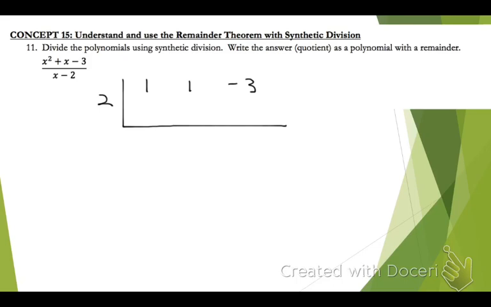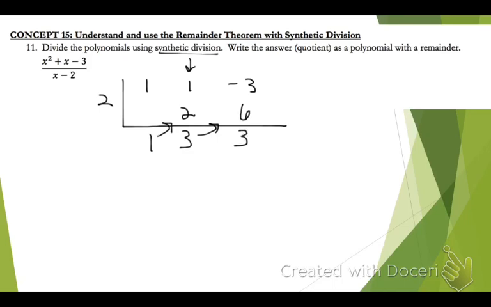So on number 11, we're going to divide using that synthetic division. So just set up your coefficients, and then remember, bring that first number down. Then you're going to multiply on the diagonal, and then add on the vertical. Multiply on the diagonal and add on the vertical.